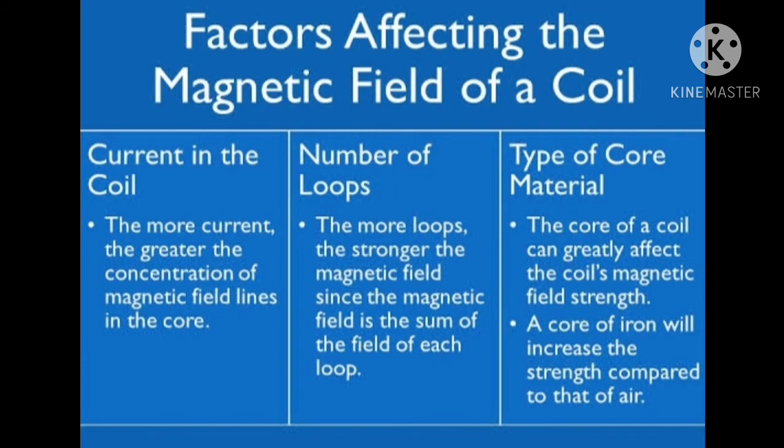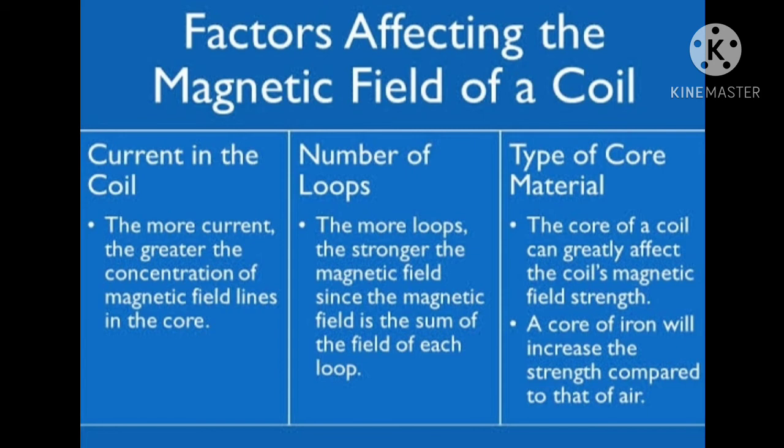Let us now see, children, what are the factors affecting the magnetic field of a coil. So the first factor is the current in the coil. The more the current, the greater is the concentration of magnetic field in the core. That means as the value of current increases, the magnetic field strength also increases. The second factor is the number of loops, which means the more number of turns, the better will be the magnetic field strength. And the third and the last one is the type of core material.